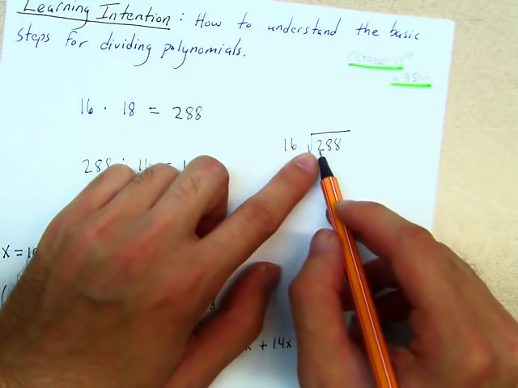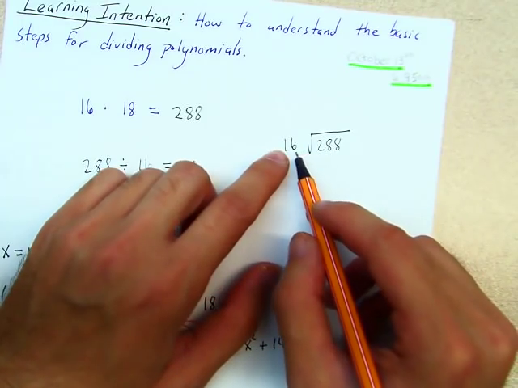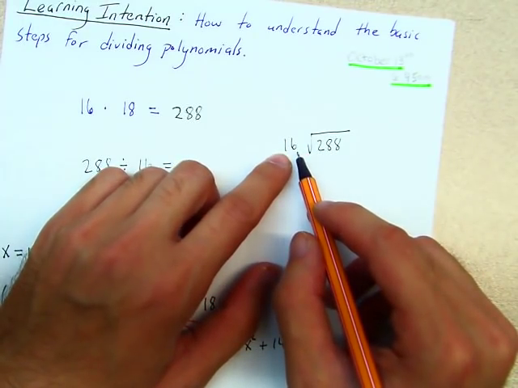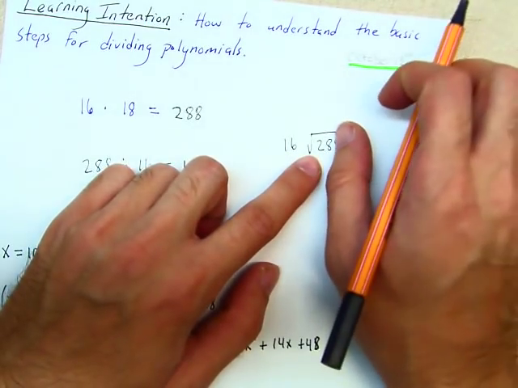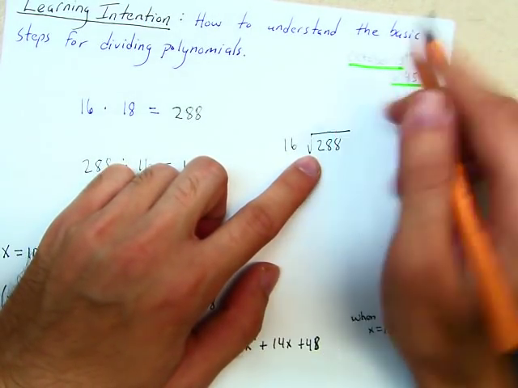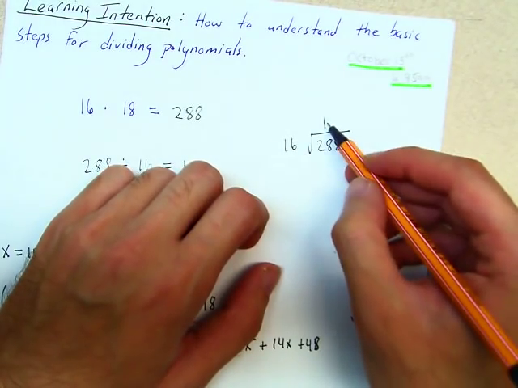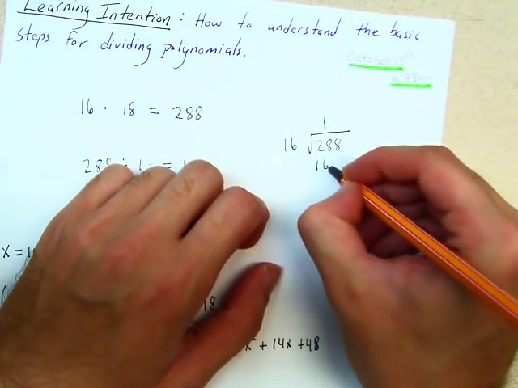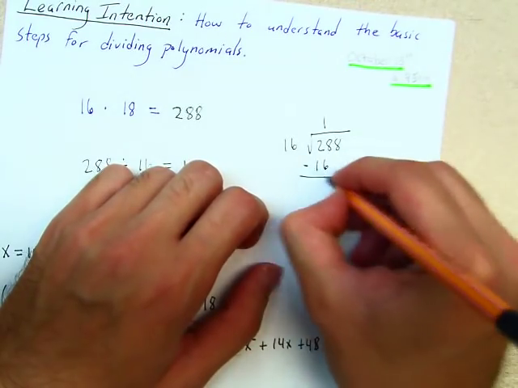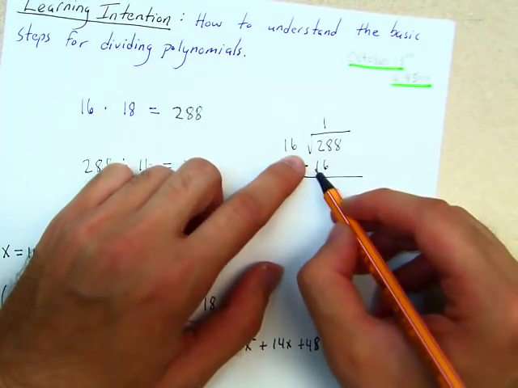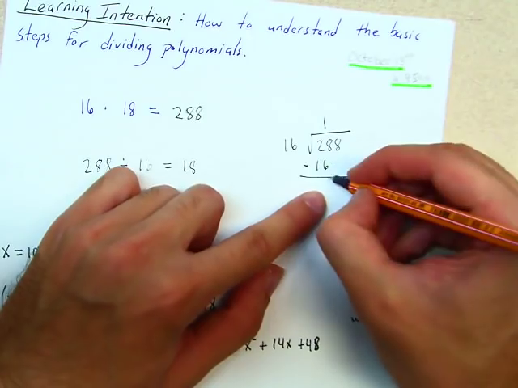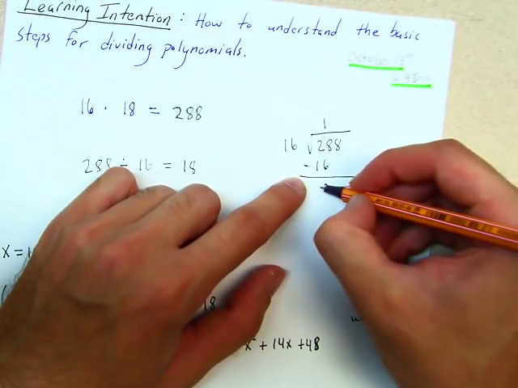16 can't go into 2, so you go to the next one. How many times does 16 go into this 28? And it is 1 time. And then 1 times 16 is 16. And then minus. Now you have 28 minus 16. 8 minus the 6 is 2. 2 minus the 1 is 1.